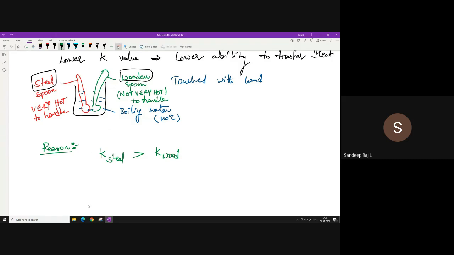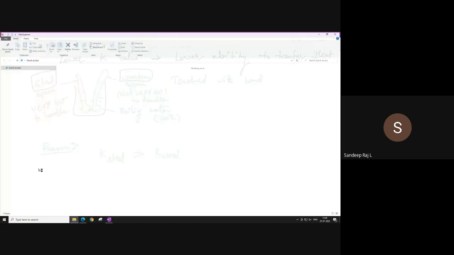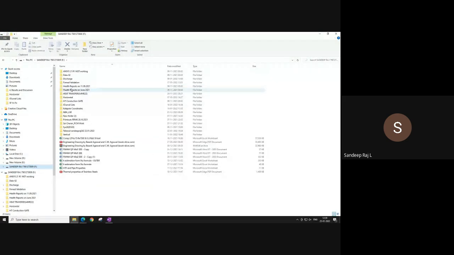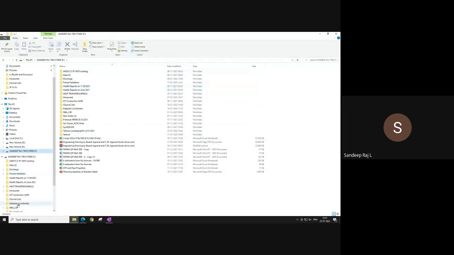So let us look at one more thing here. The one more thing here is the values of the thermal conductivities of these things. I'll just show you the values of these things.